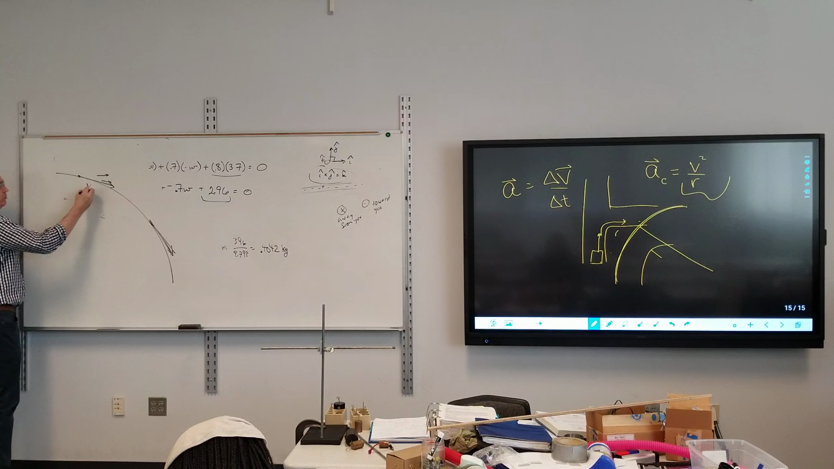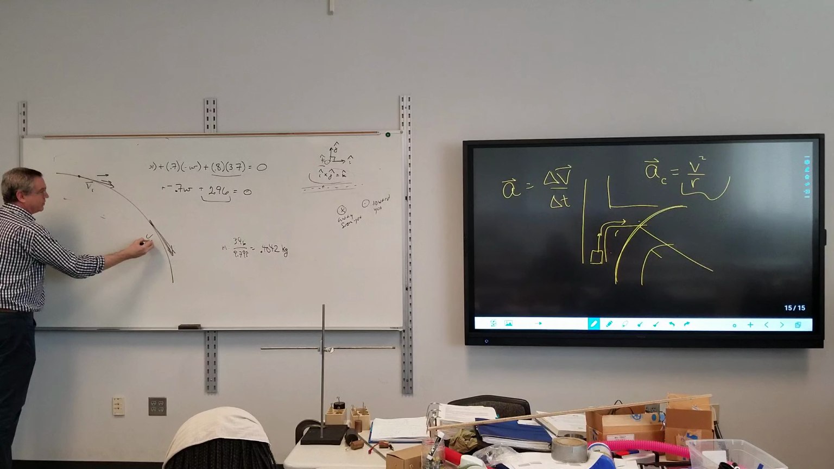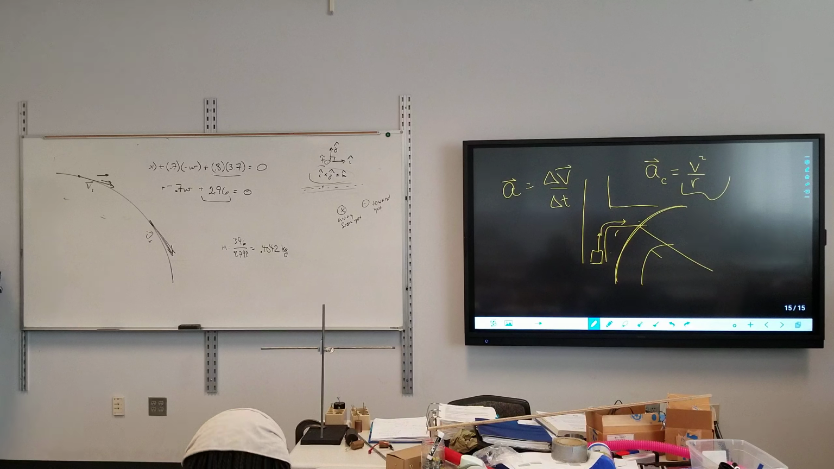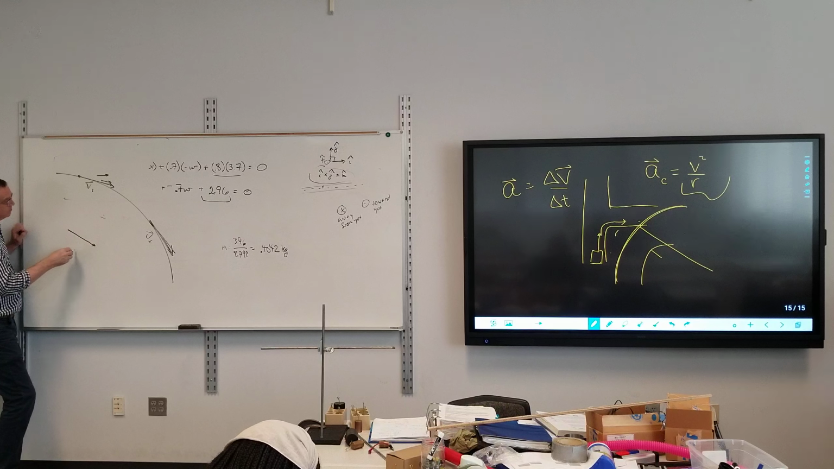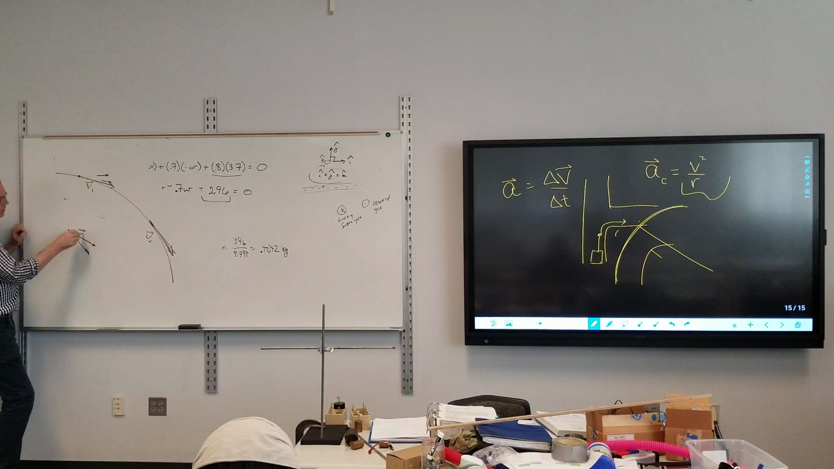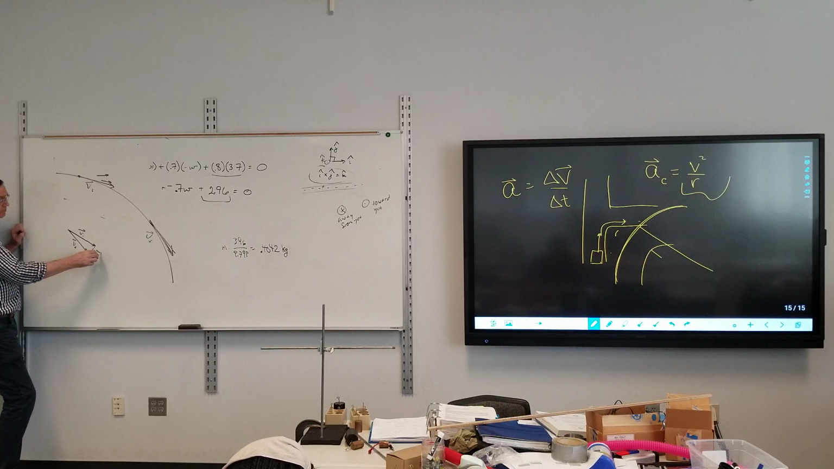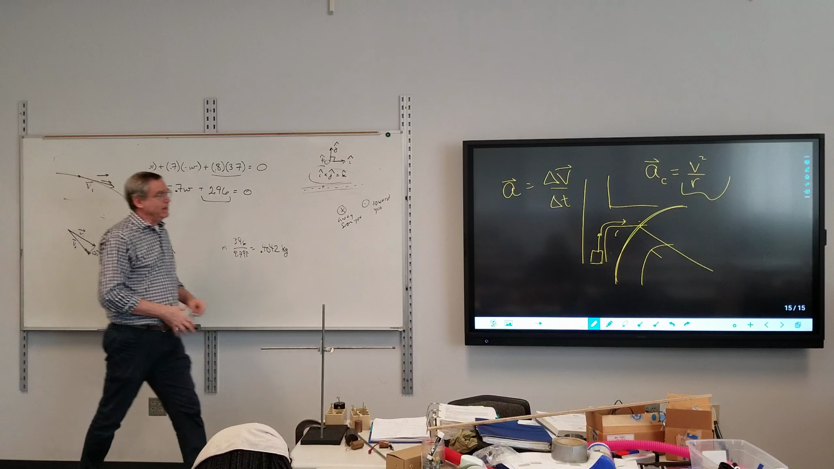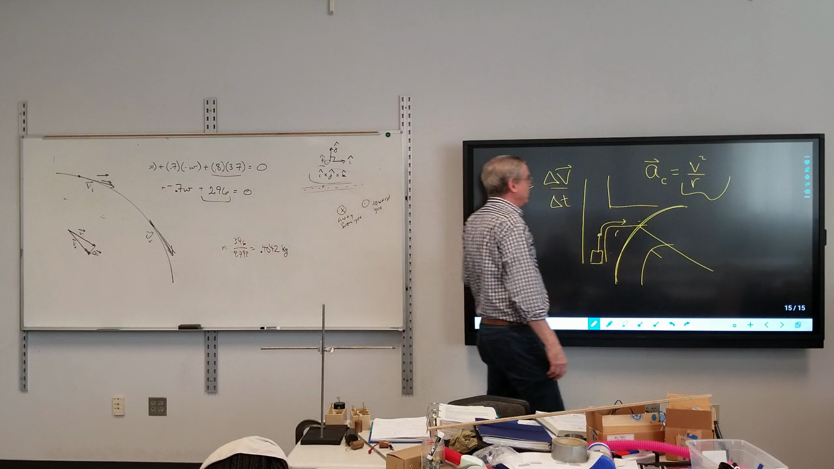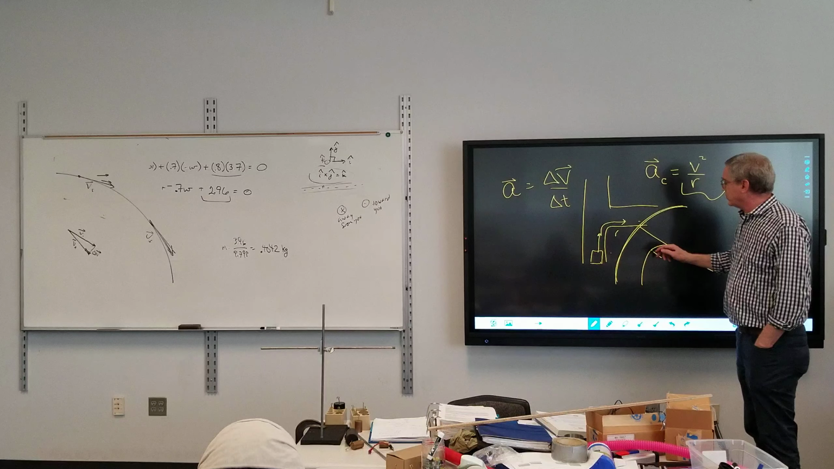I can draw it properly. So I have some initial velocity here, I have some final velocity there, and I know the difference is by changing velocity. So I'm going to take my initial velocity, my final velocity. I know the initial velocity plus the change gets me to my final. So that's the direction of my change. What I'm saying here is that this acceleration is towards the middle of the circle.